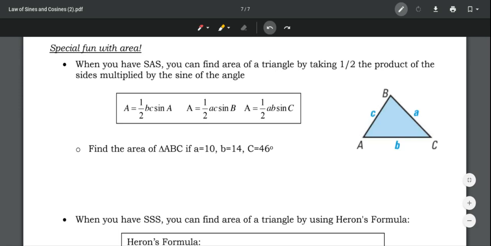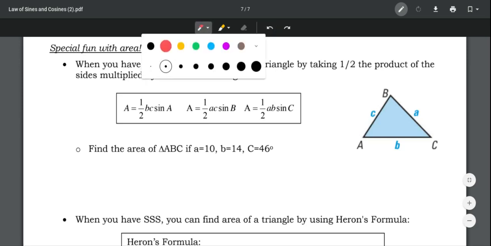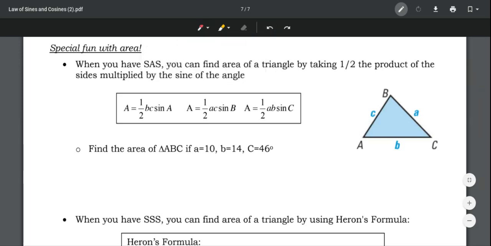Now, in geometry and probably prior to geometry in middle school, when you were asked to calculate the area of a triangle, you used the formula 1/2 base times height. So your area of your triangle would equal 1/2 base times height. But what we're going to talk about today is, what if I don't have the height? You're used to having the height of a triangle.